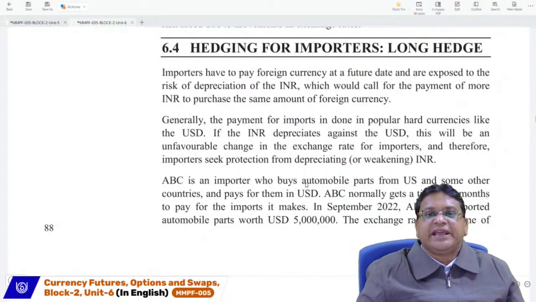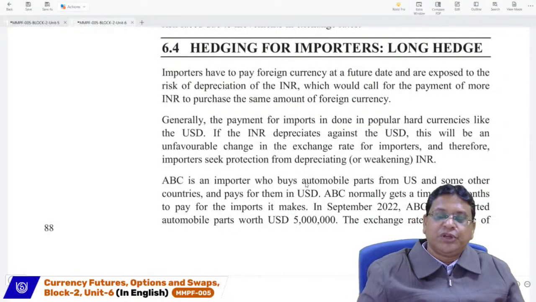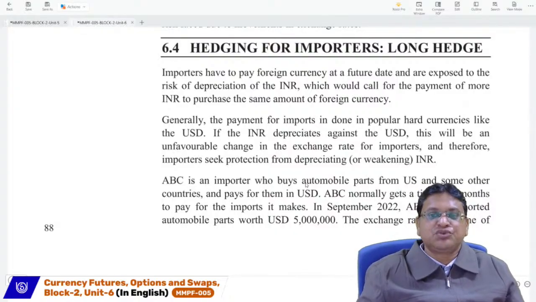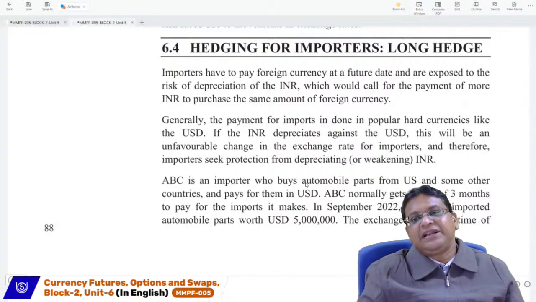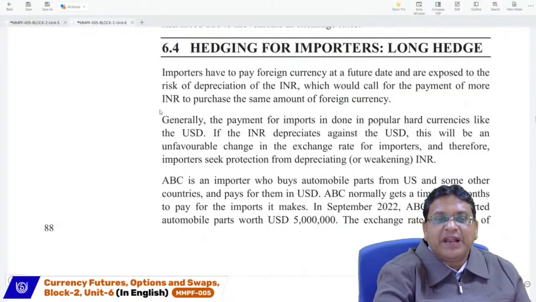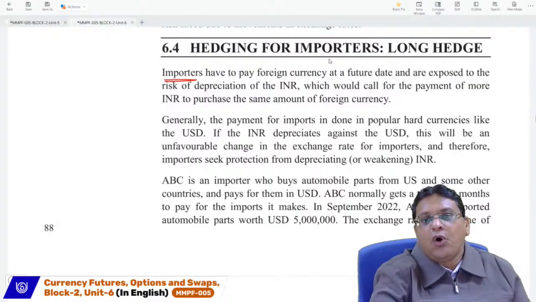Next, we will discuss hedging with futures. We know that an importer will go for long hedge and exporter will go for short hedge. This is the hedging technique. Anybody who wants to fix future buying price will go for long hedge. Hedging means entering a derivative contract to reduce your risk. So importer normally goes for long hedge.